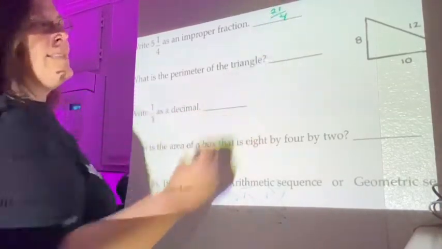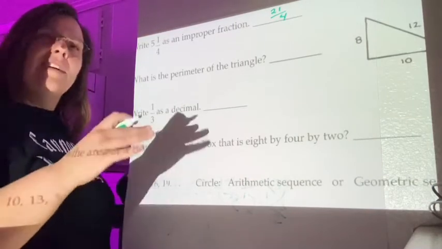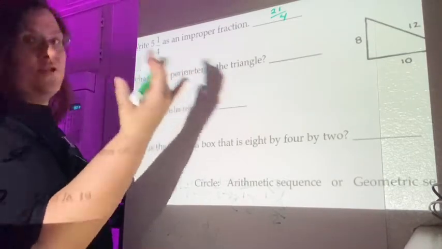Okay, now what does it look like? That's important that you know what it looks like, so you can understand where they're going with it. So let's go ahead and draw it out first.